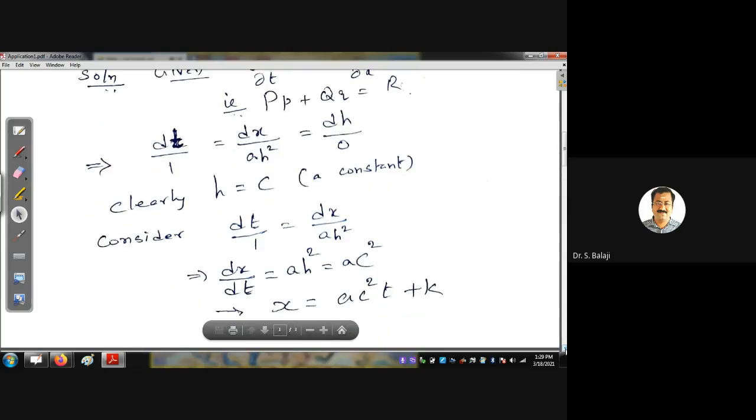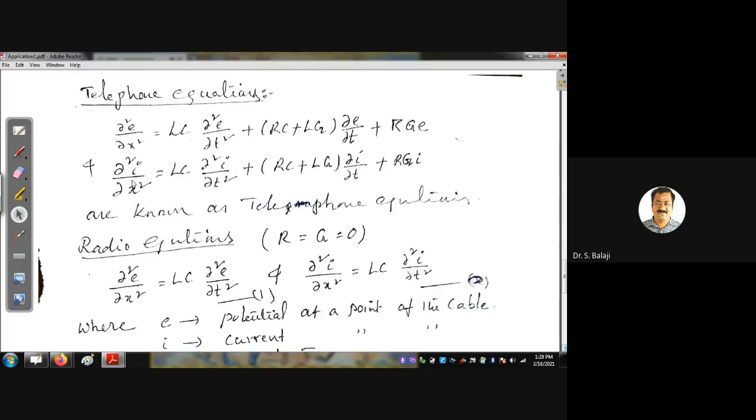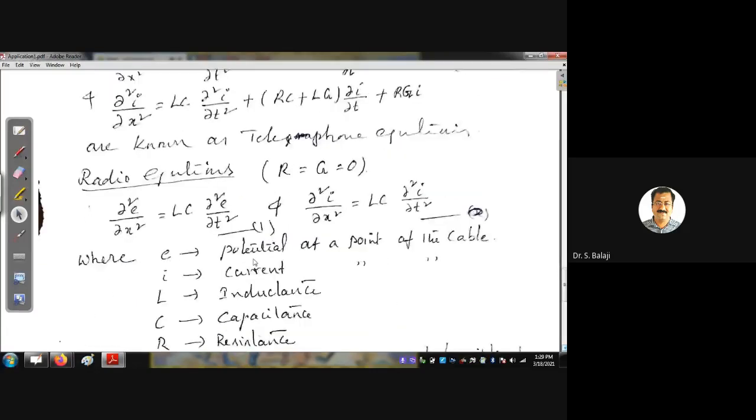Now move on to another set of equations: the telephone equations, the transmission line equations. Here they are using the notation rho, but instead of rho you can also use V. V means the potential difference, because here rho is considered as a potential at a point of the cable. For potential you can also use V.